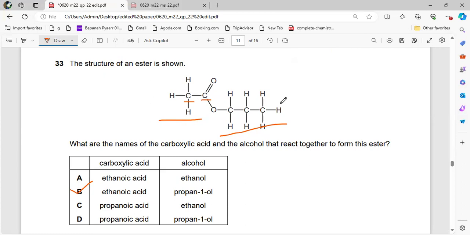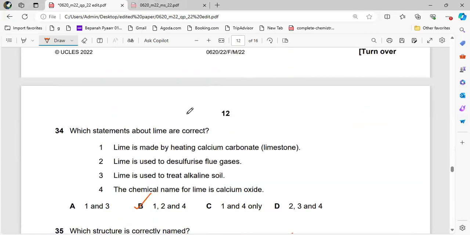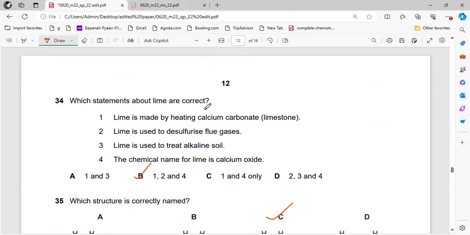Always remember the part which is on the right hand side, that is after oxygen, it comes from the alcohol part. And the left hand side of oxygen comes from carboxylic acid. Which statement about lime is correct?